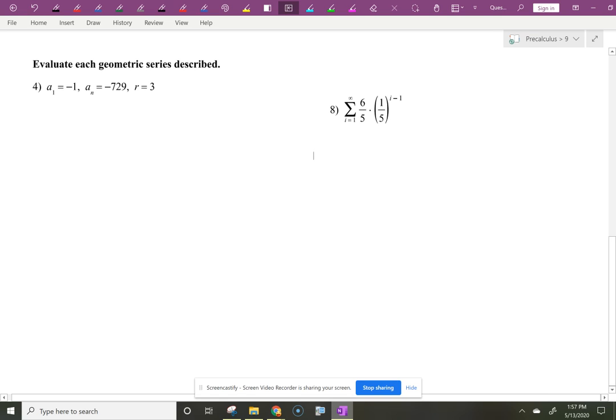All right, question came in about number 4 on worksheet 62. So let's take a look at it. Now, first thing it's saying is evaluate the geometric sequence as described, or sorry, series. And what does a series mean? It means it's a sequence that's added up.